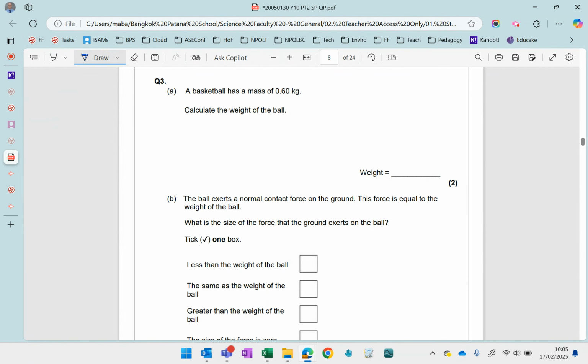Okay, moving on to question 3 now. All right, it's given us the mass of the ball, so let's write that down straight away. So m equals 0.60 kilograms. Okay, and it's asking us to calculate the weight of the ball.